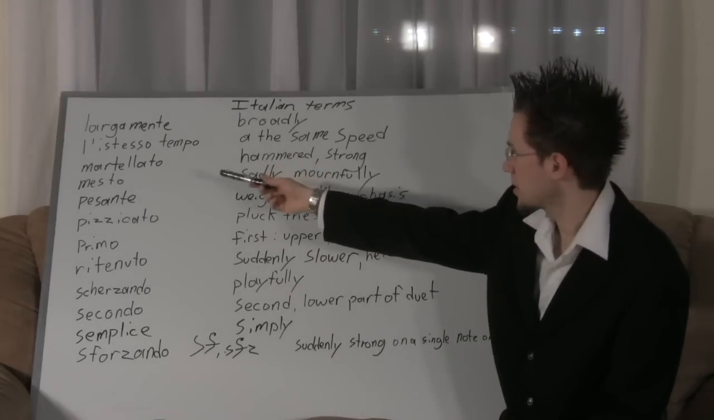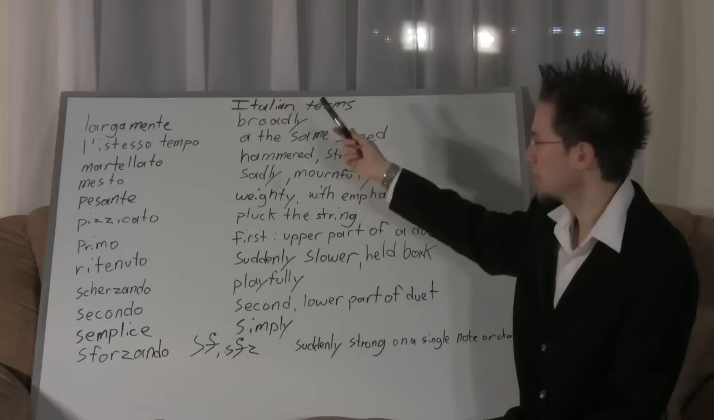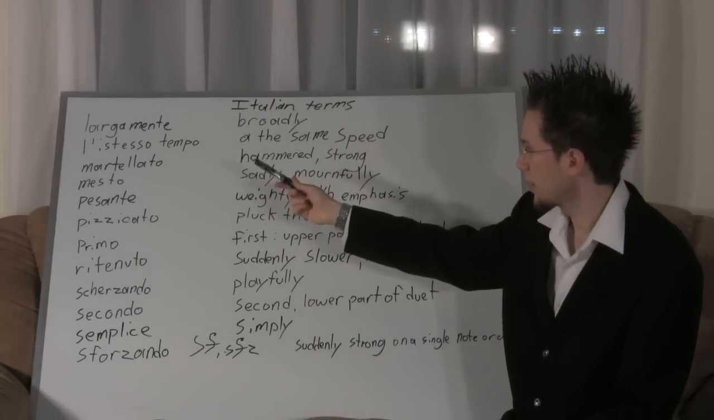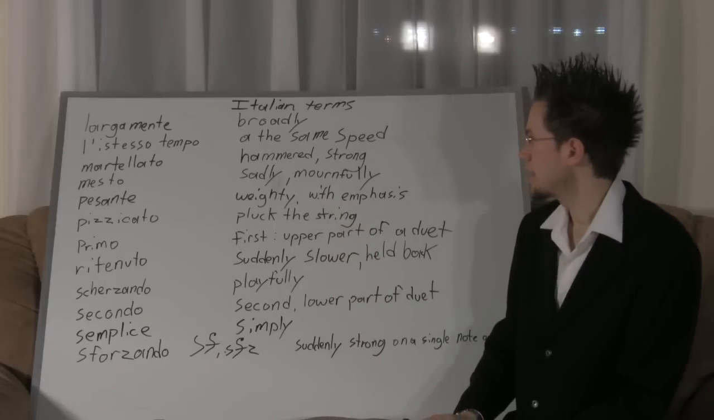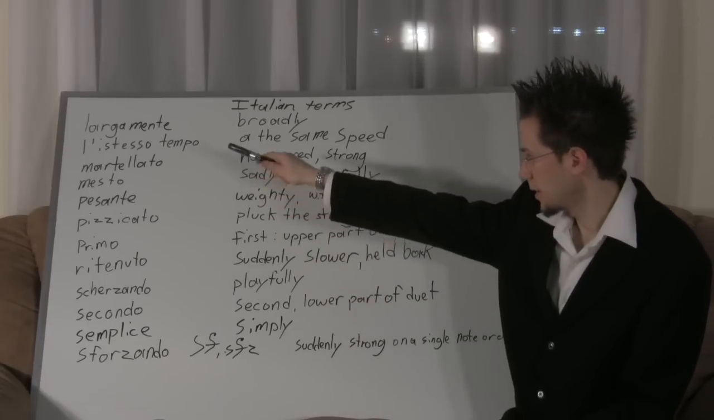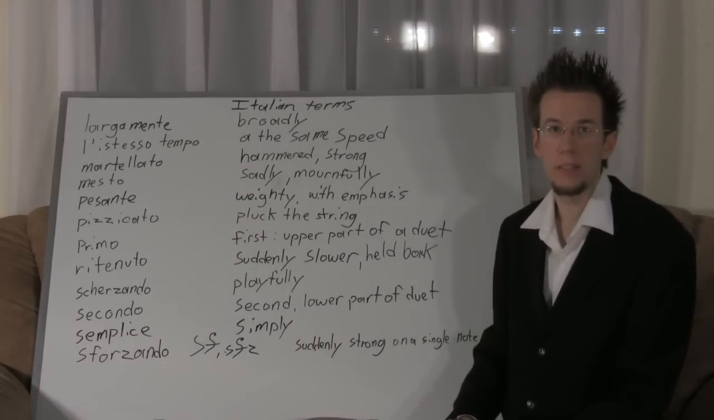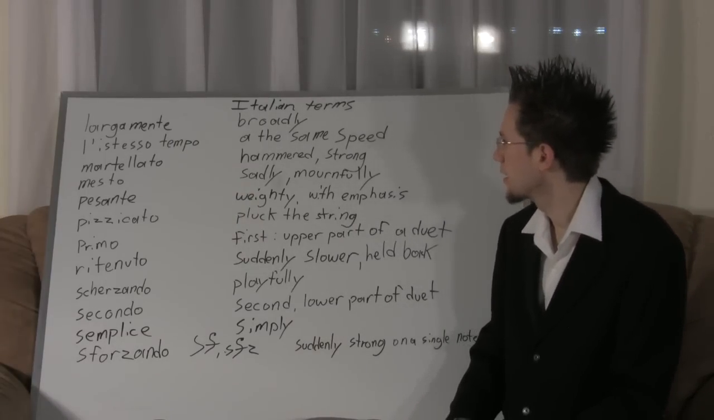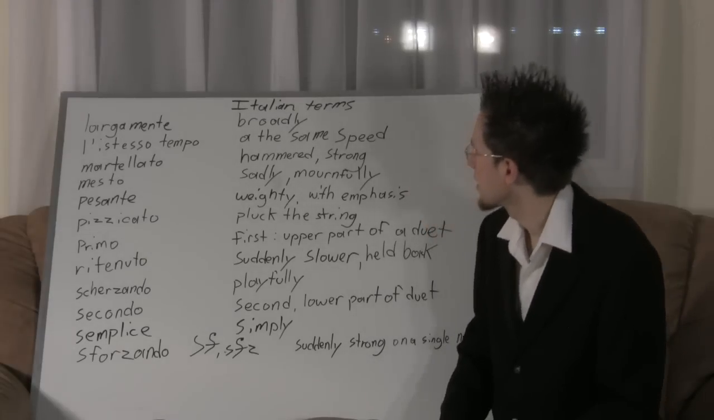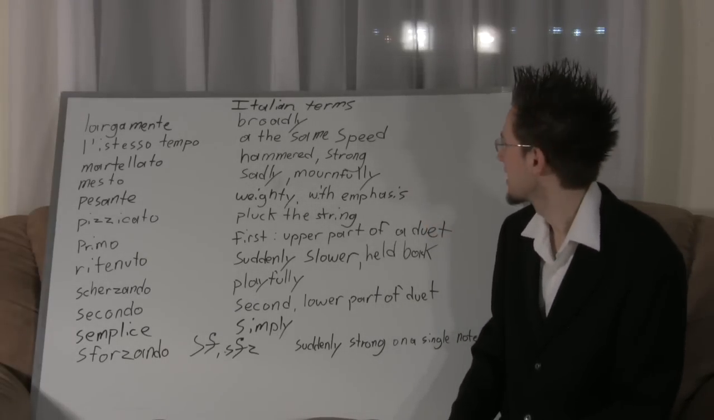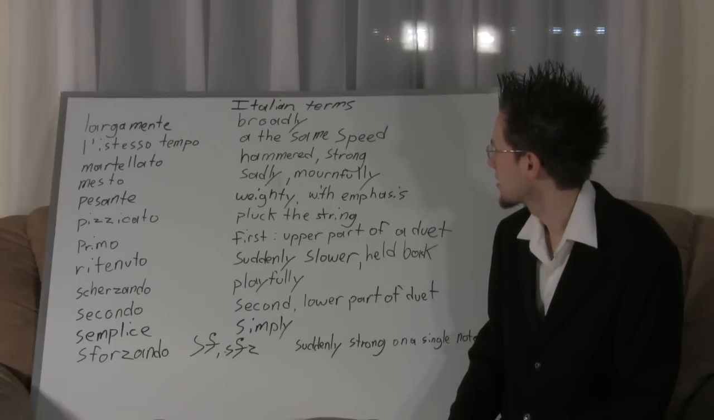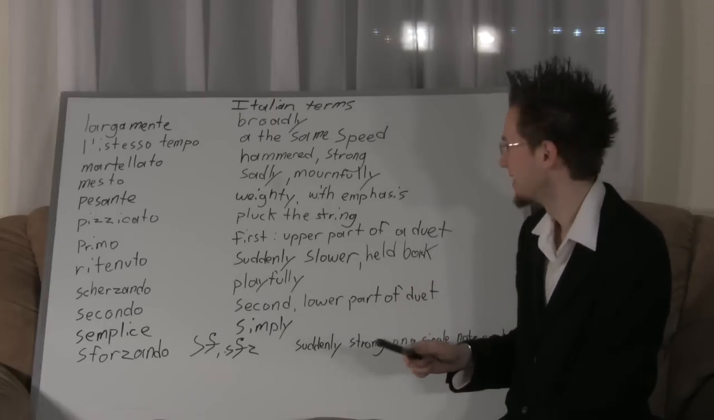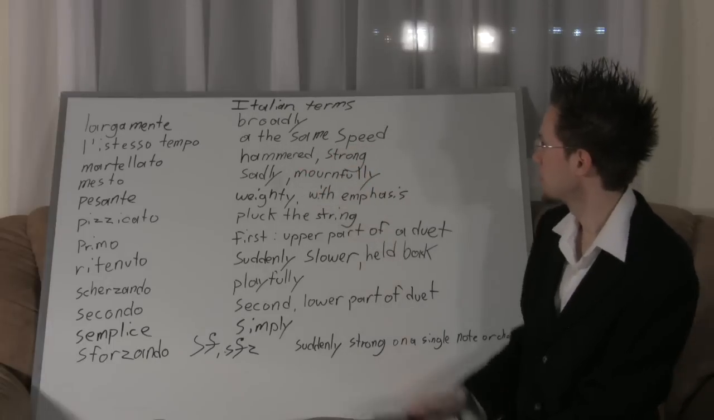Okay, so first one up at the top is largamente. It means broadly, okay? So it's spelled L-A-R-G-A-M-E-N-T-E. Okay, the next one, that little tick is actually an apostrophe, so it's an L, so it's l'istesso. I think it's like l'istesso tempo. I'm kind of guessing though, I'll just be honest. Okay, so that means at the same speed.